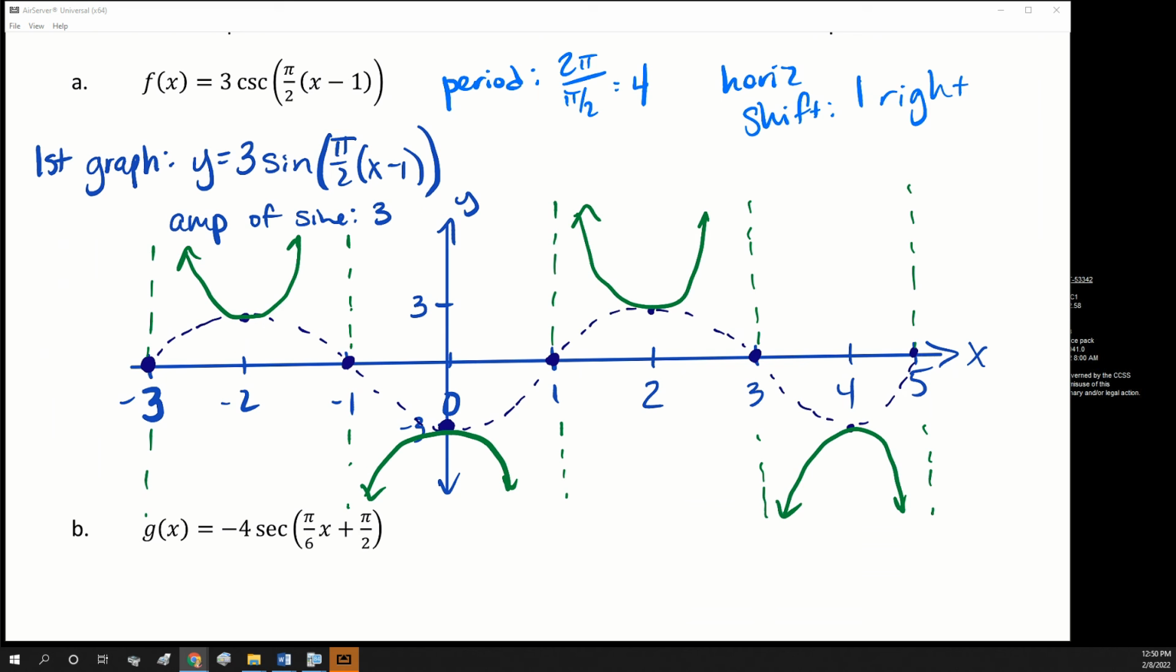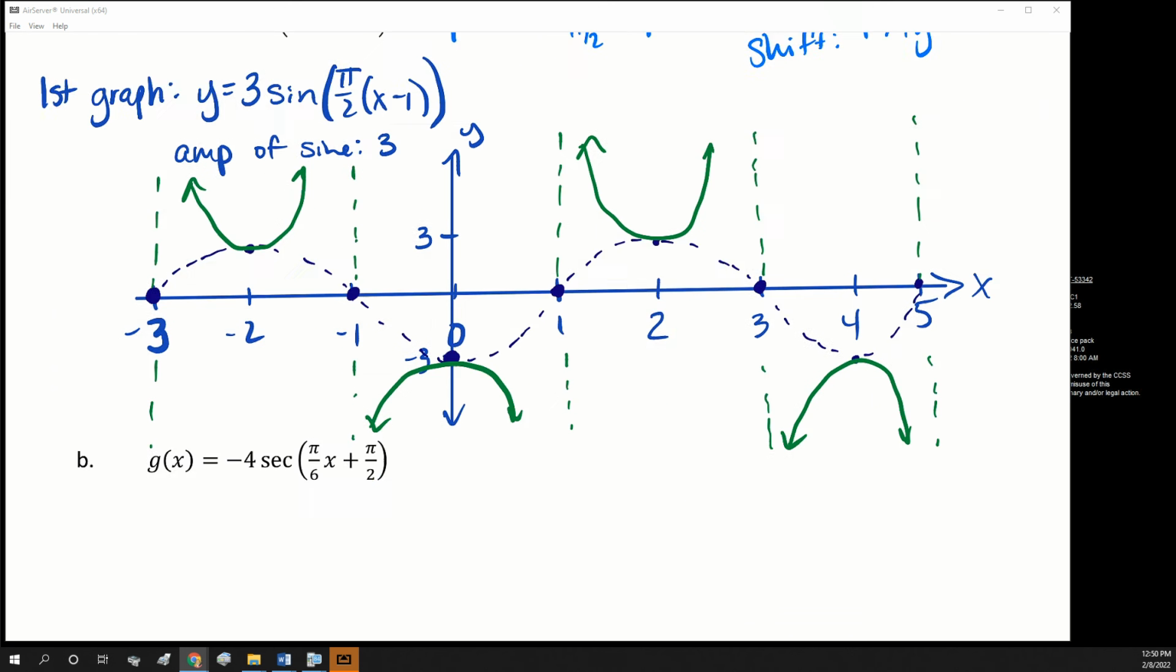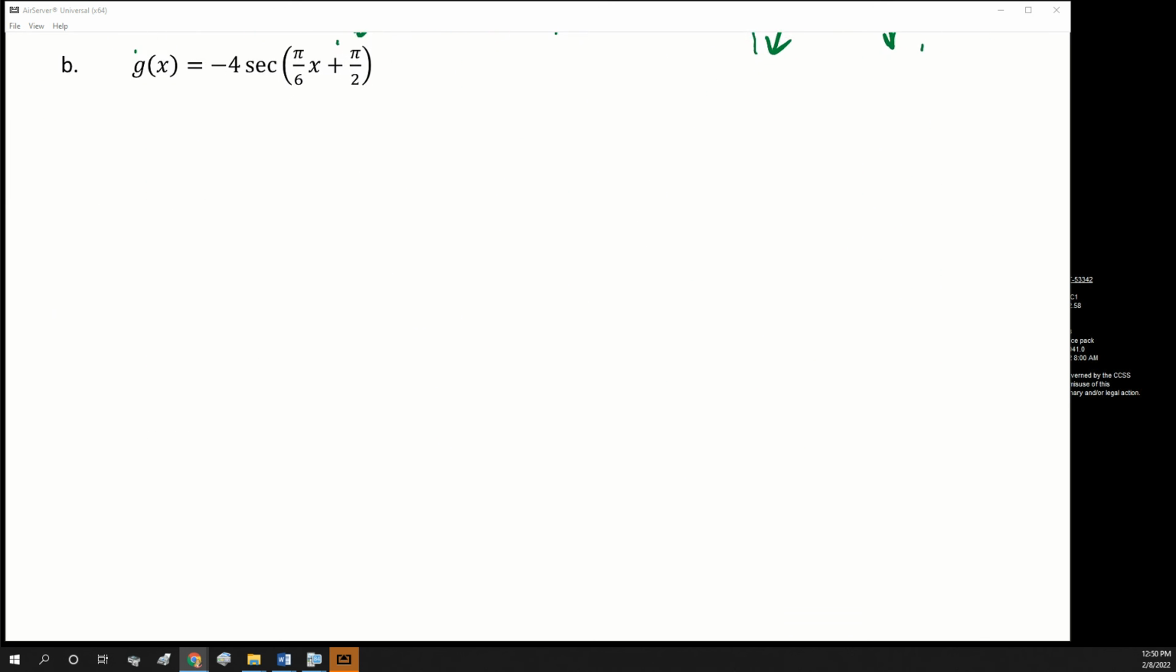All right, do you guys have any questions? Okay, we're going to do one more. We're kind of running a little low on time. Well, I think we'll be okay though. All right, so you guys go ahead on B and figure out the period and the horizontal shift, please. It is a little more difficult to do the horizontal shift than the first one.